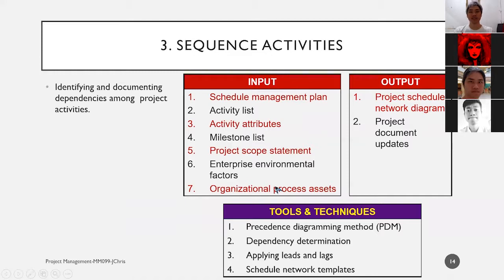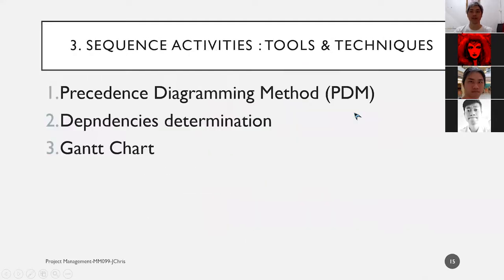Sequence activities is the third process in scheduling. It generates project document updates and the project schedule network diagram. And this one is quite important, because if you have ever heard about the Gantt chart, or the precedence diagramming method, this is the output of this process, sequence activities.